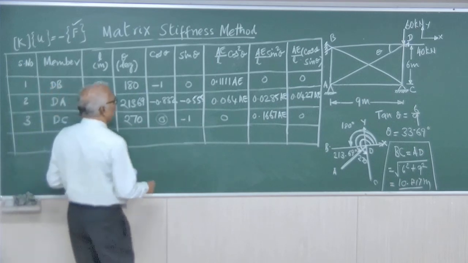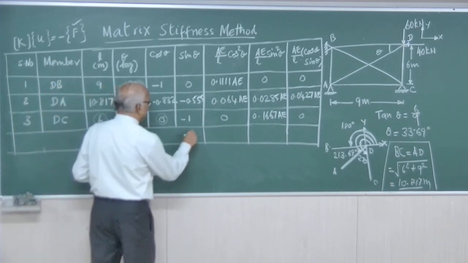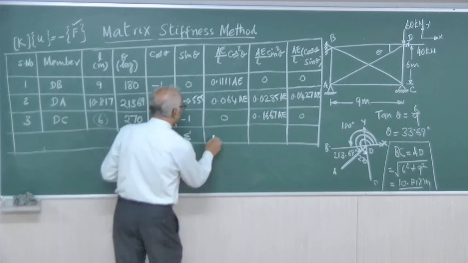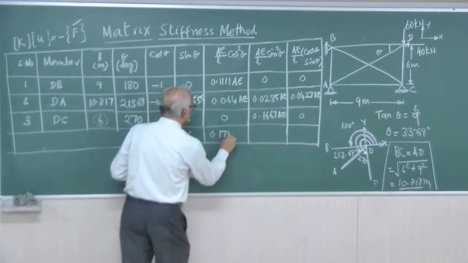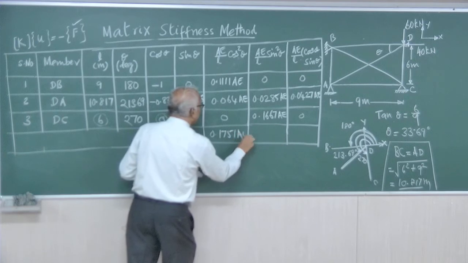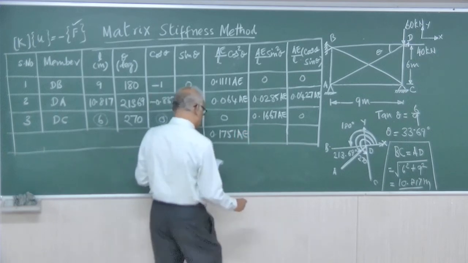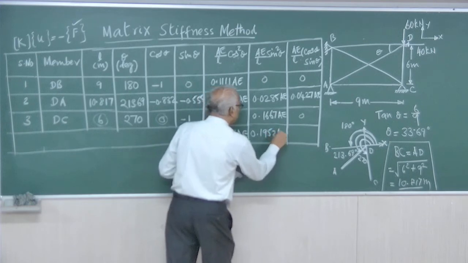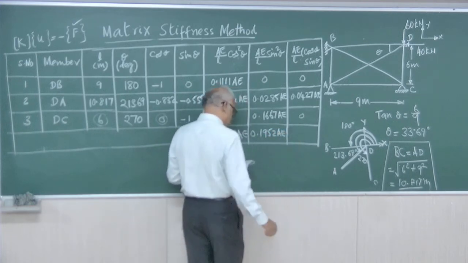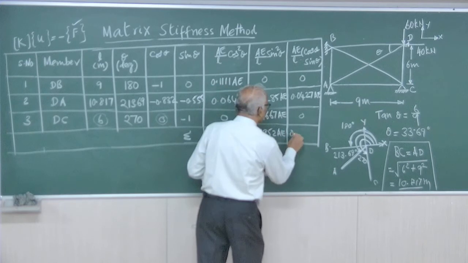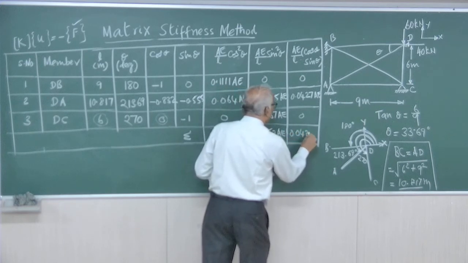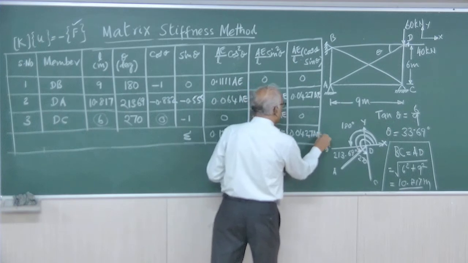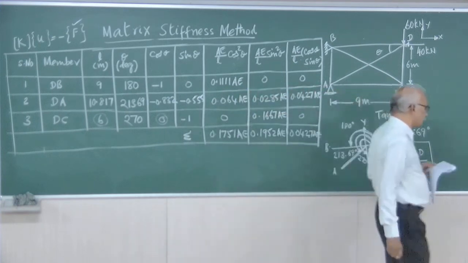So we have to find out the sum. The sum of the cos square theta column equal to 0.1751 AE. The sum of the sin square theta column is 0.1952 AE. Here there is only one value, therefore 0.0427 AE.